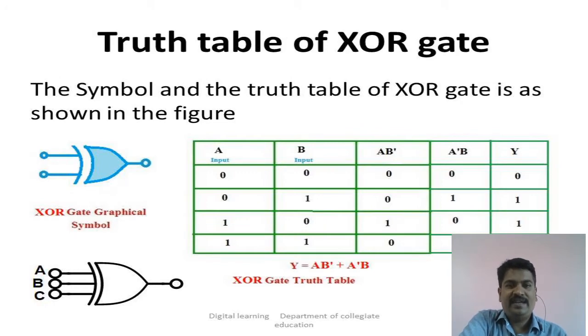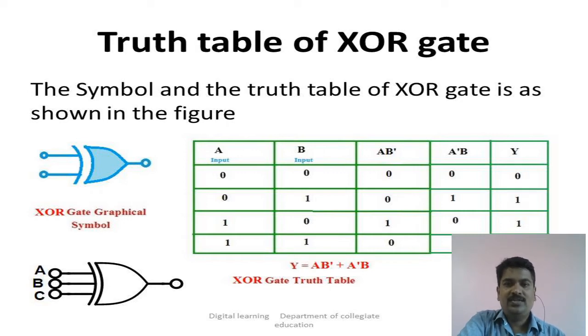Now the symbol of XOR gate is given here. This is the symbol of XOR gate. It has two inputs, A and B, and an output Y that is equal to A B bar plus A bar B. That is the output logic equation for the XOR gate. Y equals A B bar plus A bar B. Along with the two input XOR gate, we also have a three input XOR gate with inputs A, B, C. These are the three inputs, and we have only one output, Y.